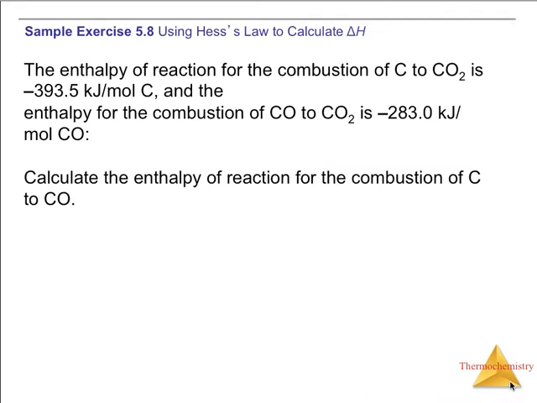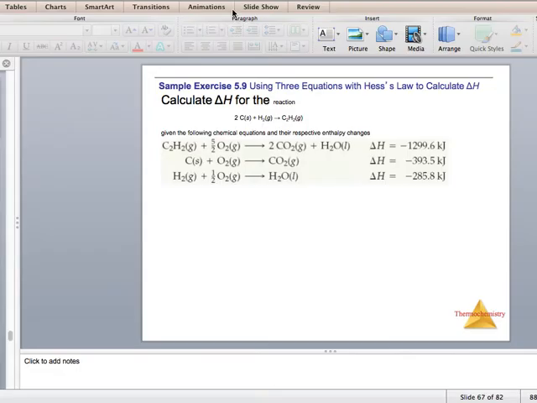I find it easier just to approach Hess's law by looking at a problem. I'm going to make the font smaller here so I can actually work with it. Give me a minute.